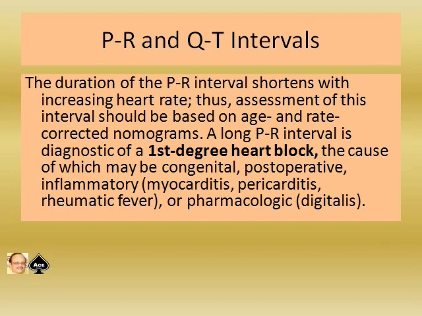The PR interval and the QT intervals. The duration of the PR interval shortens with the increasing heart rate. Thus, the assessment of this interval should be based on age and rate-corrected nomograms. A long PR interval is diagnostic of first degree heart block, the cause of which may be congenital, postoperative, inflammatory like myocarditis, pericarditis, rheumatic fever, or pharmacologic drugs like digitalis.